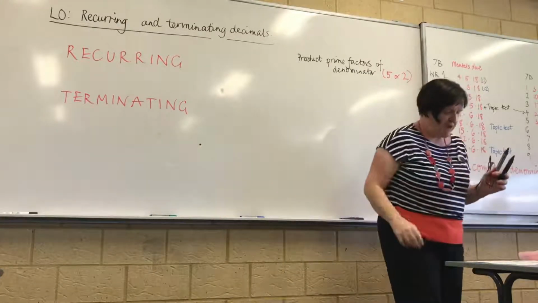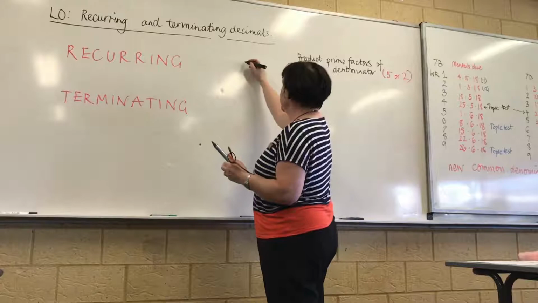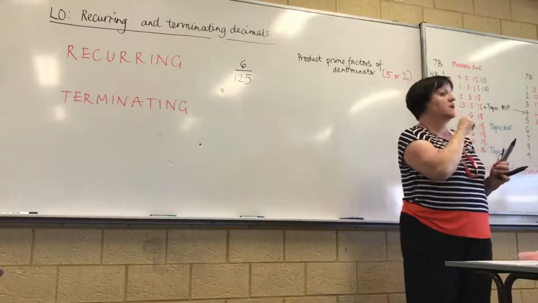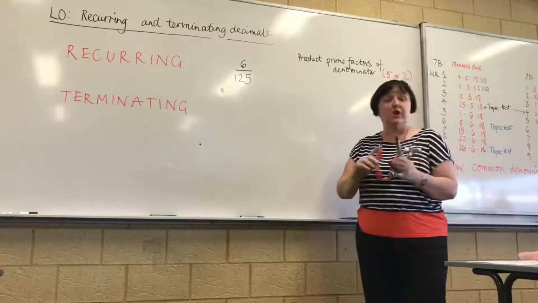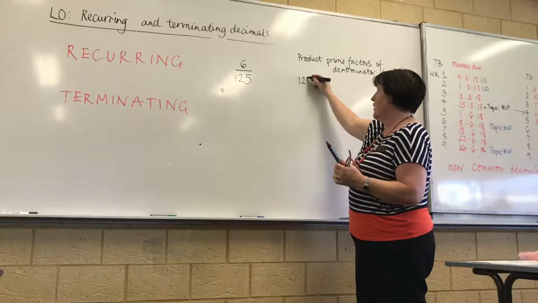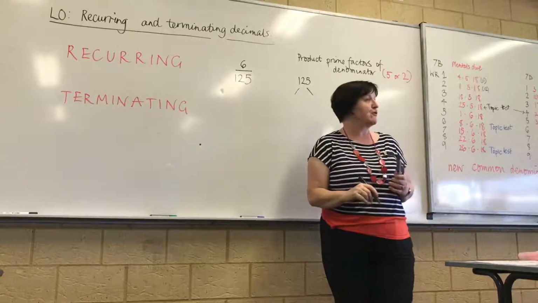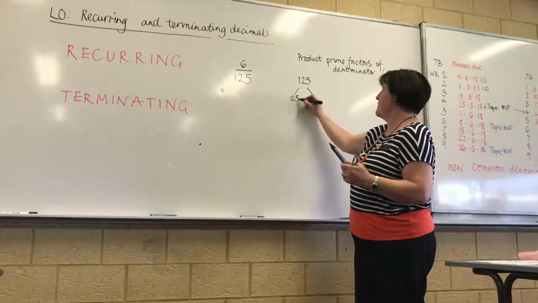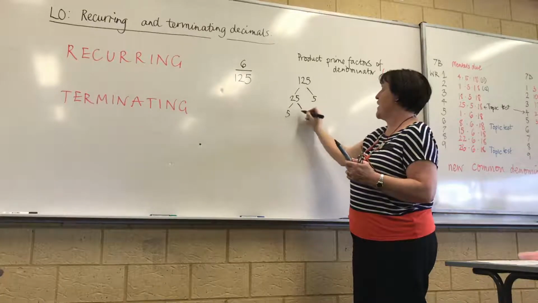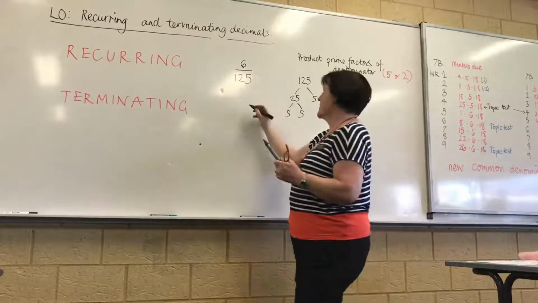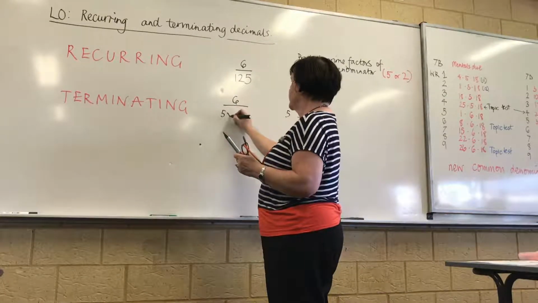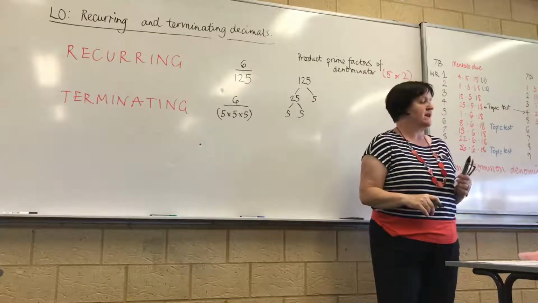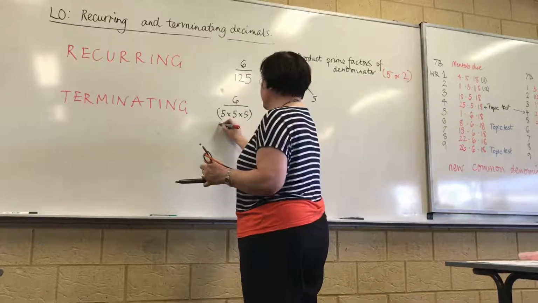Right, let's have a go at another one. We're going to do 6 over 125. So we need to do the factor tree of 125. Who'd like to do that one for me? Montana. 25 and 5. 5 and 5. Okay? So it's 6 over 5 times 5 times 5. Recurring or terminating? Terminating.